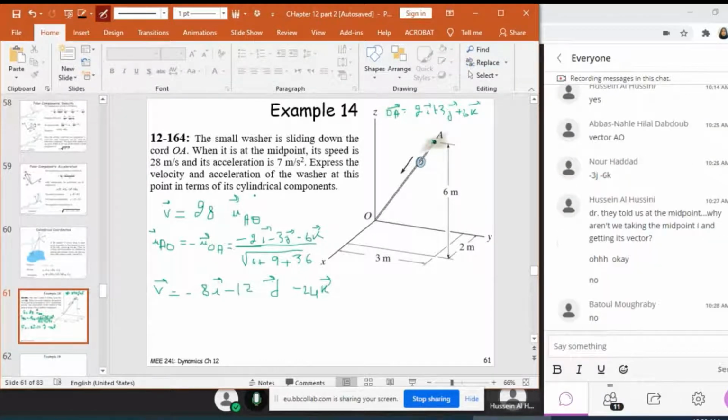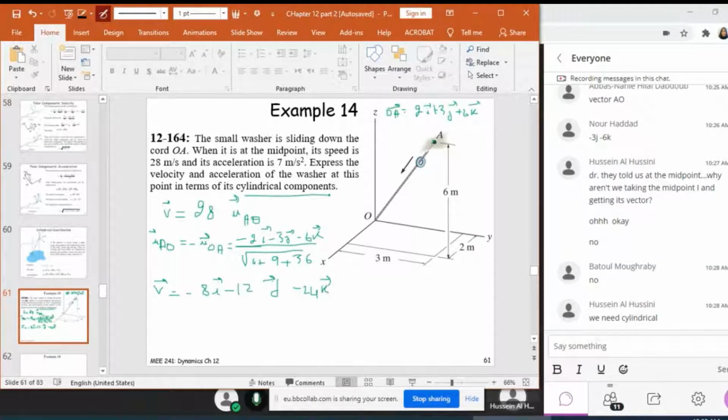The question is to find V in terms of cylindrical components, which means in terms of UR, U theta, UZ. How can I do this? How can I find the component of V in the R direction? What do you think, guys? Remember from statics, what should I do? It is V dot UR, the scalar product between the velocity V in vector form and UR in vector form. This is how I can find the scalar radial component of V.